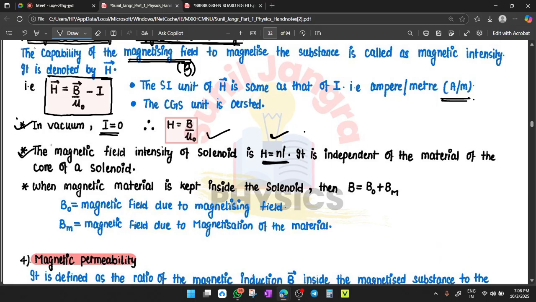Yes, but when there is a source of current. Yes, source of current.